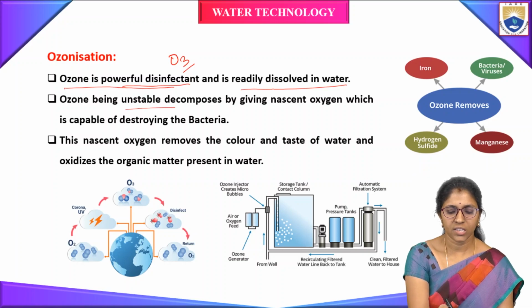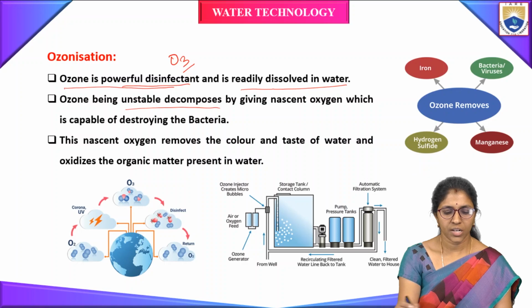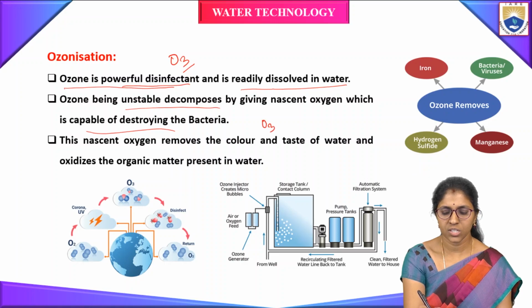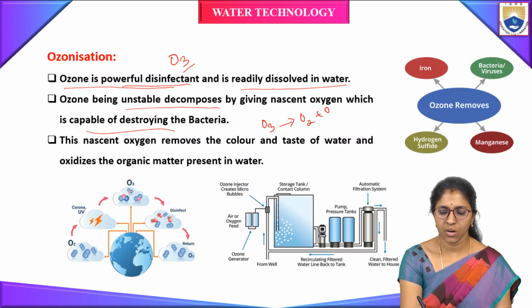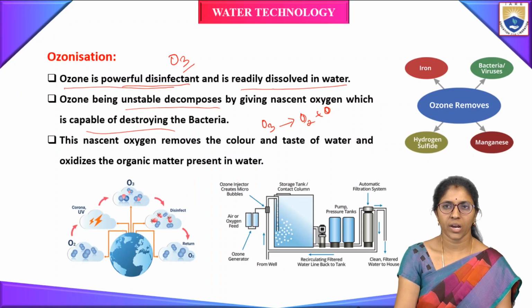Ozone being unstable, it will decompose by giving nascent oxygen, and it is capable of destroying bacteria. When ozone is unstable, it will form oxygen, O2, and elemental oxygen, that is also called nascent oxygen, which is capable of destroying bacteria.